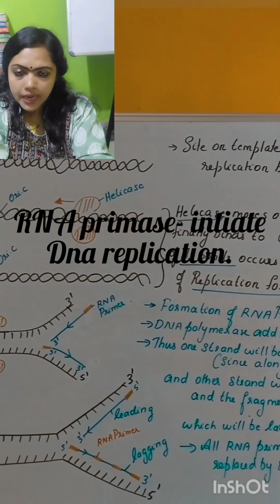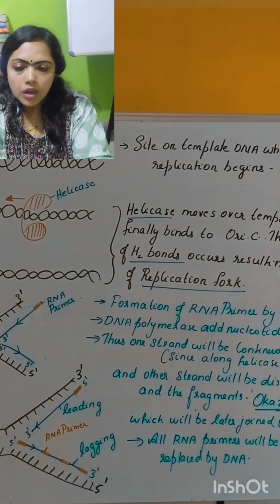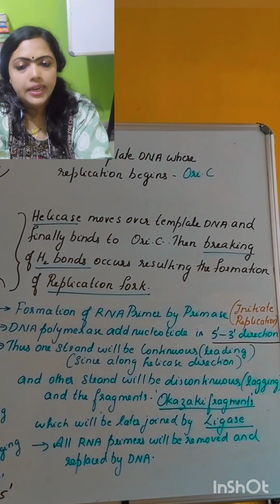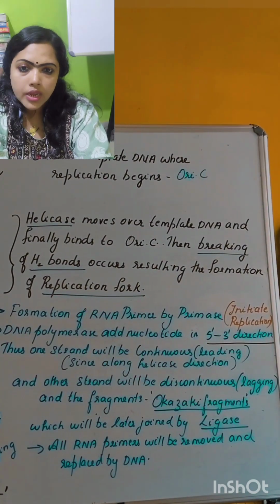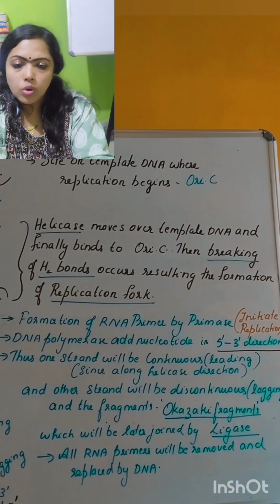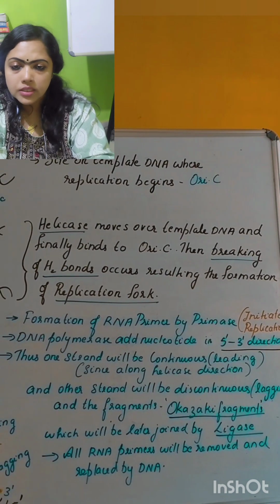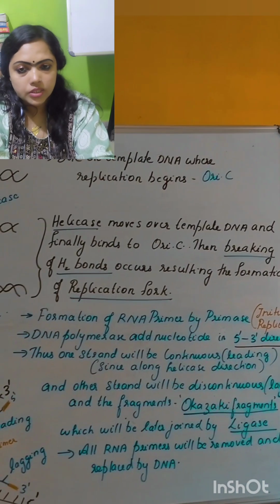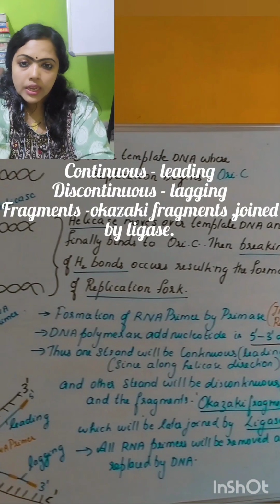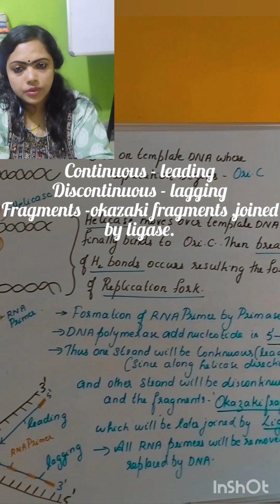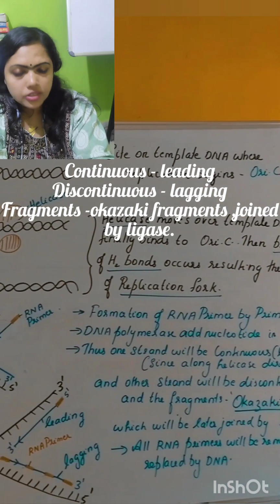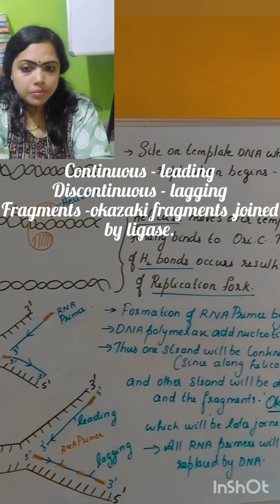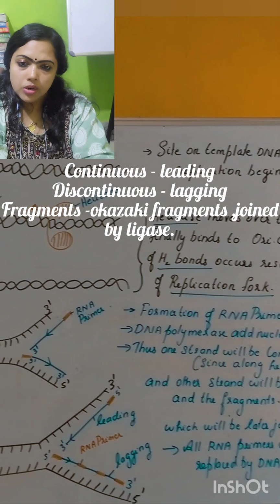And then DNA polymerase adds nucleotides. One important thing here is, DNA polymerase adds nucleotides only in the 5'-3' direction. That is, the new strand is forming only in the 5'-3' direction. So one strand will be a continuous strand. That is, the strand which is along the direction of the helicase will be a continuous strand, and this is called the leading strand. But the other strand, which is against the direction of helicase, will be discontinuous. And this strand is called the lagging strand, and the fragments of the lagging strand are called Okazaki fragments. And these fragments will later be joined by another enzyme called ligase.